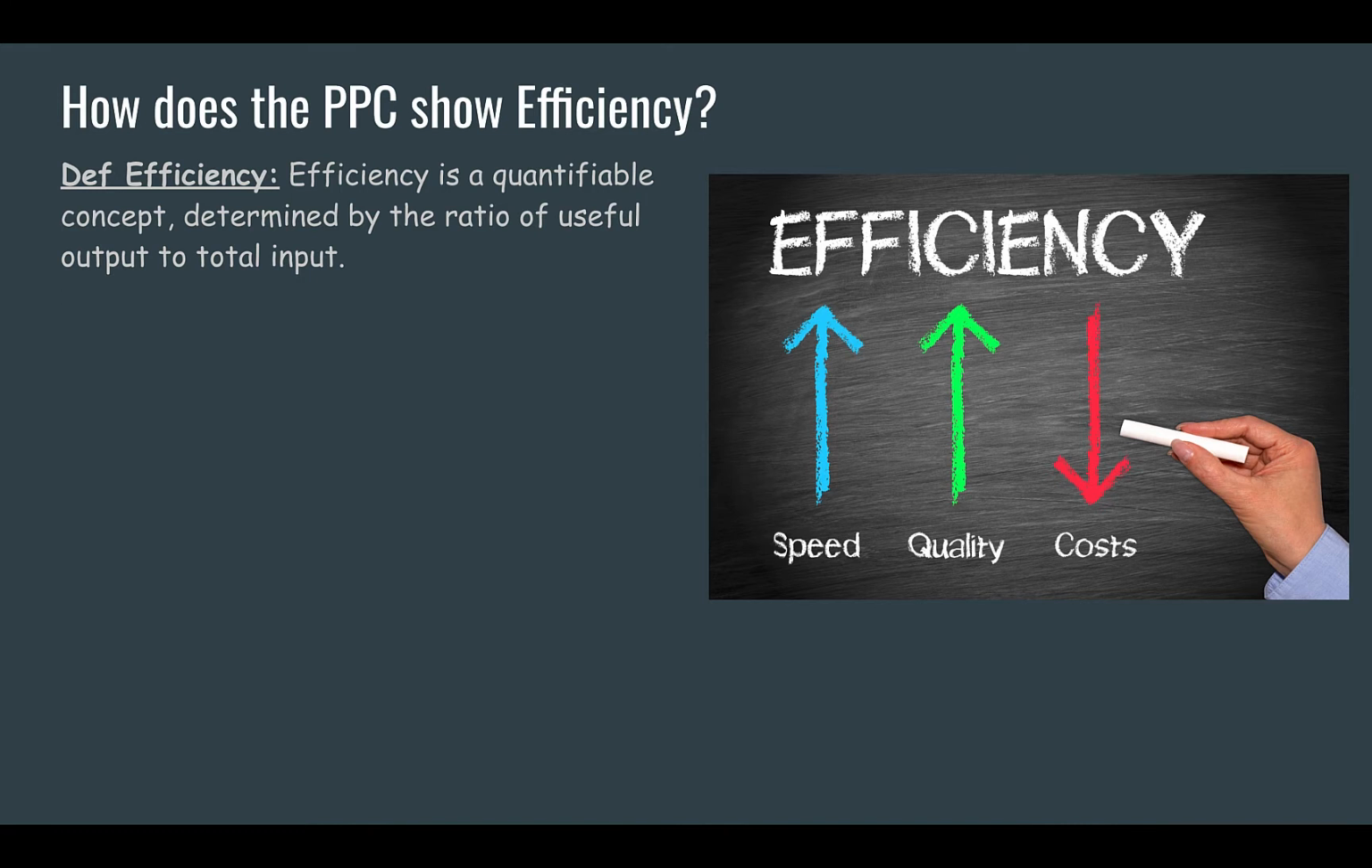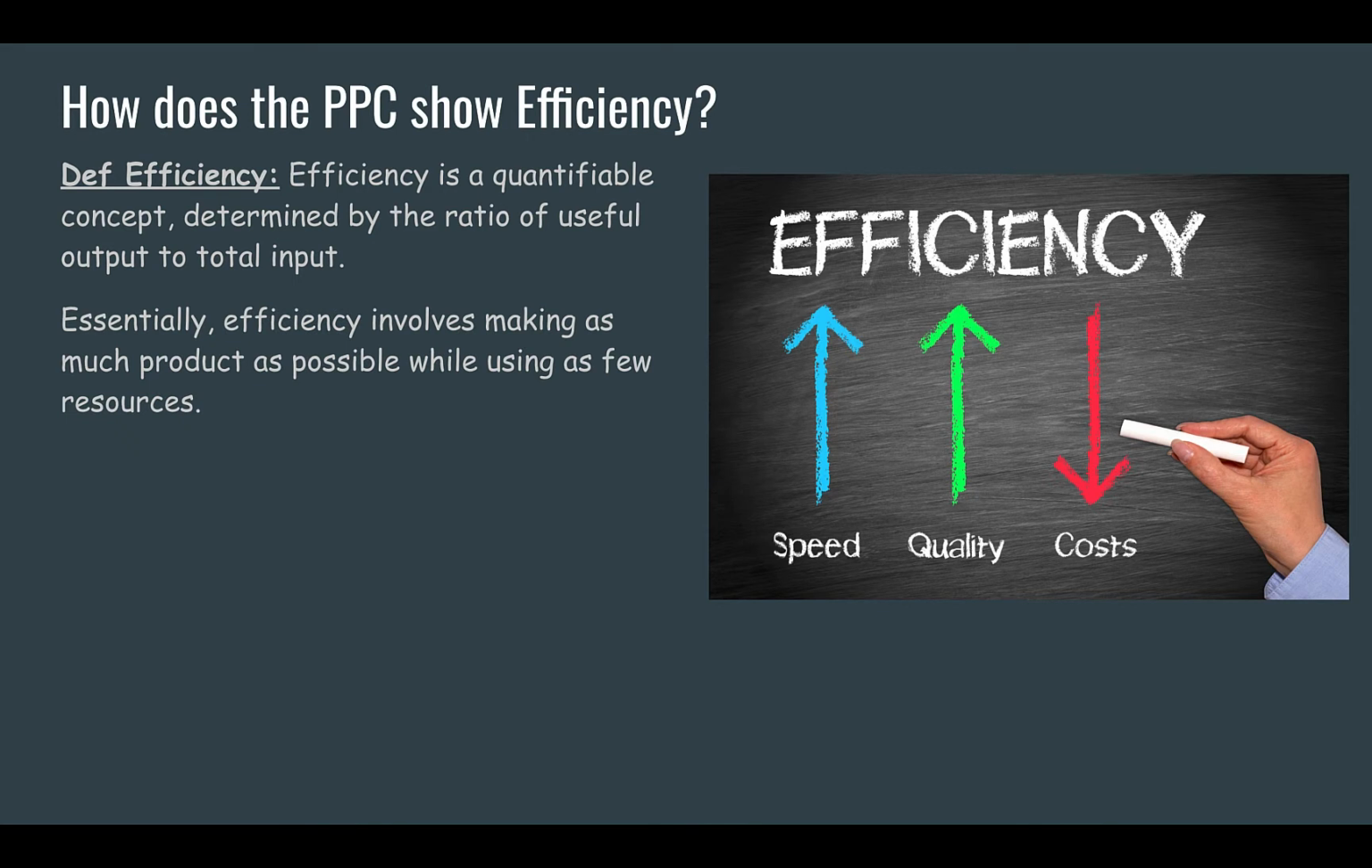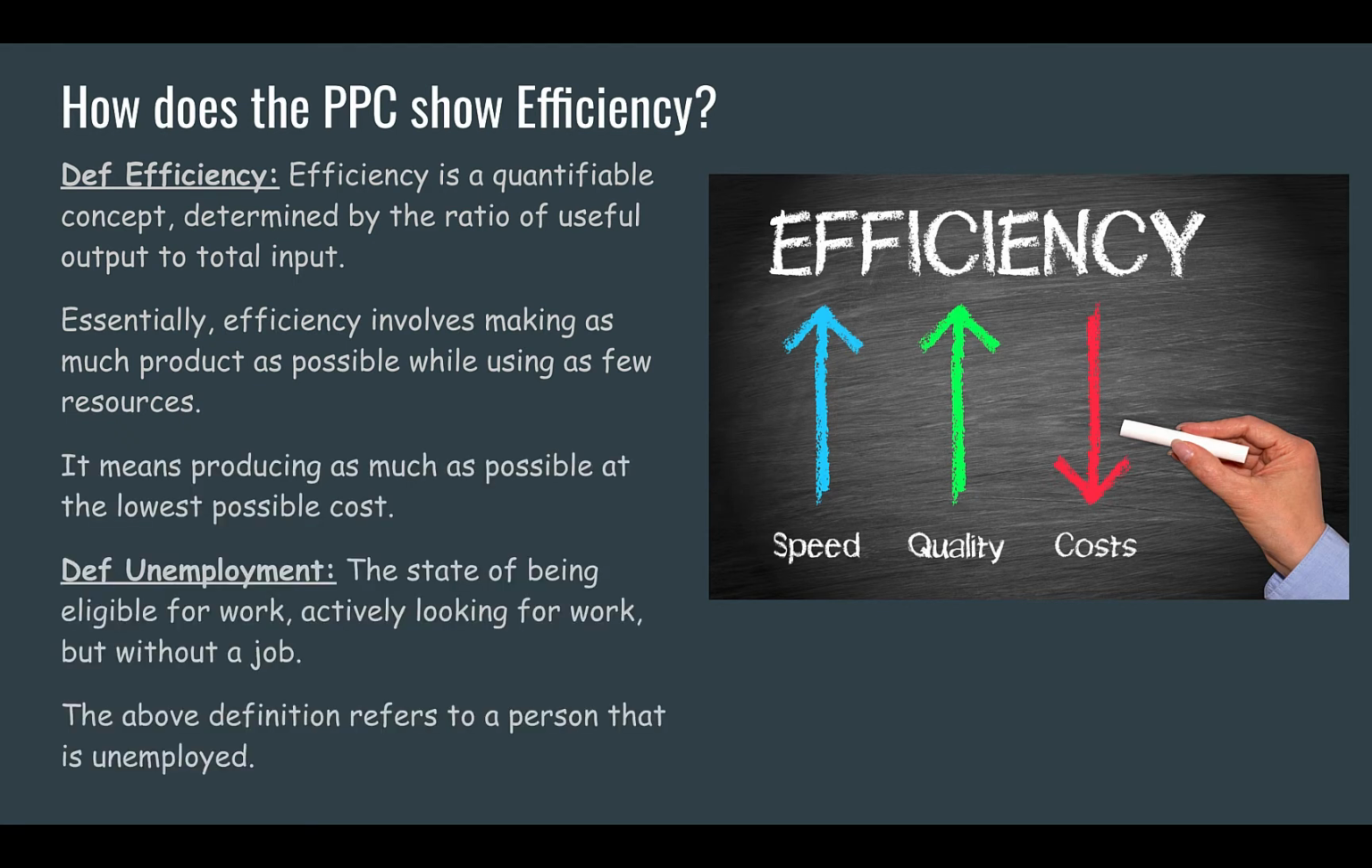So the definition of efficiency, which is one that you're going to have to learn off: efficiency is a quantifiable concept determined by the ratio of useful output to total input. Now, what does that mean? Essentially, what efficiency means is making as much stuff as possible in an economic sense, in a micro sense, but now we're just going to talk about macro.